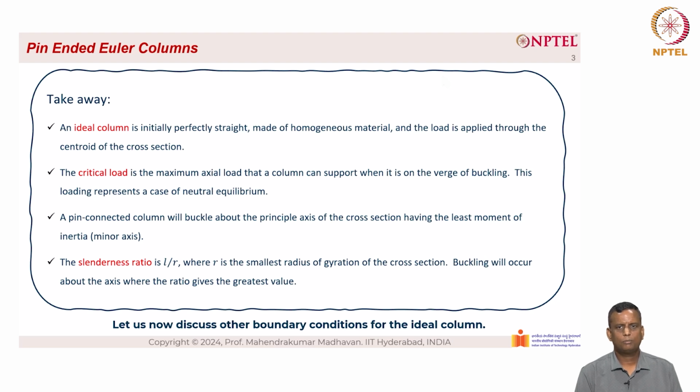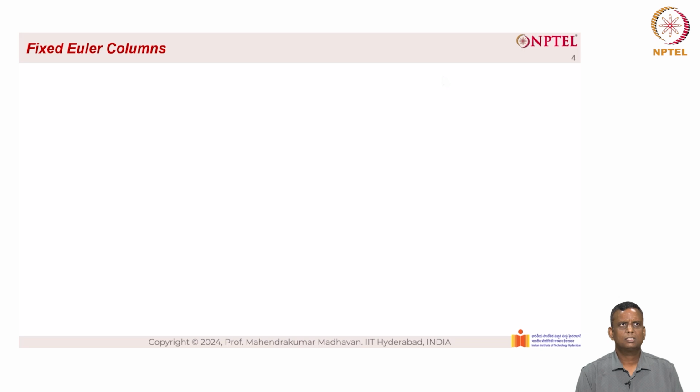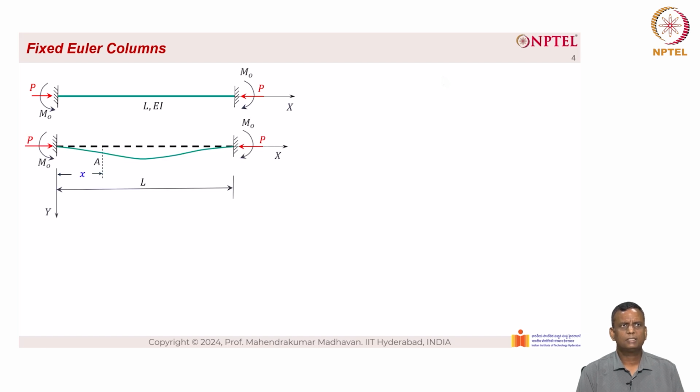Now let us discuss the other boundary conditions for the ideal column. Let's now discuss fixed Euler columns. What you see is a column with length L and properties EI, where E is the modulus of elasticity and I is the moment of inertia. It is subjected to an axial load P and end moments M0. Along the column it is the x direction, and in the direction perpendicular to the column, it is y.